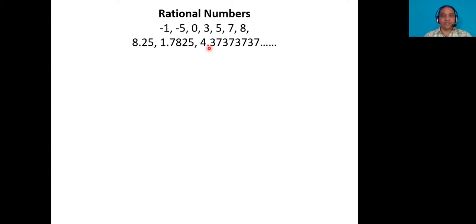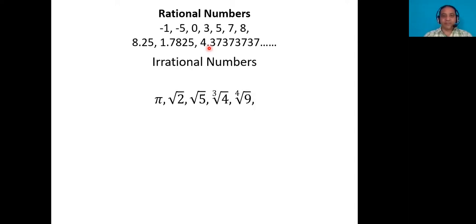Let us see. Rational numbers, as we have seen in the definition earlier, are the numbers which can be expressed in the form p over q, where q is not equal to 0. Now, what are the irrational numbers? Such numbers as pi, square root 2, square root 5, cube root 4, fourth root 9 are said to be irrational numbers.